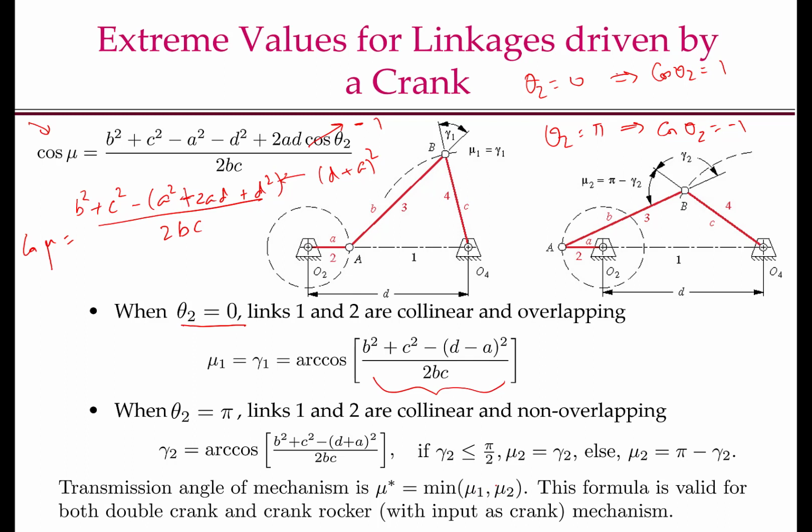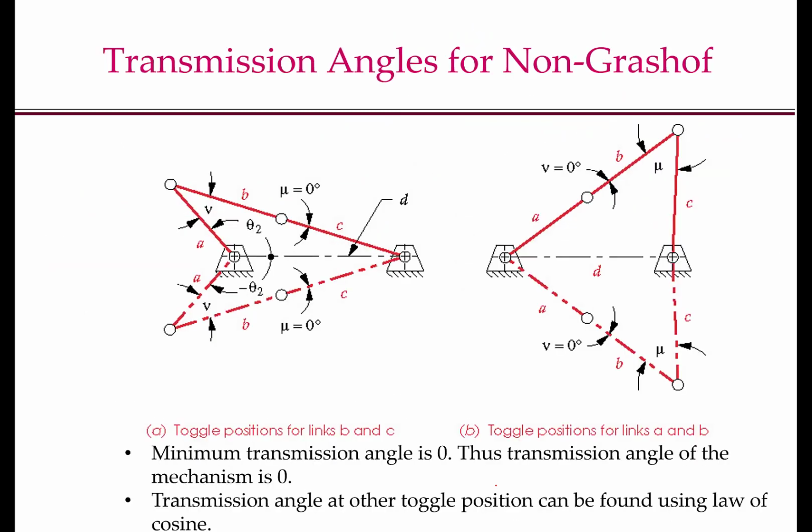Because these are the two extreme values of mu, I don't really need to take into account any other values of mu, just these two extreme values. And this formula is valid for both double crank and crank rocker mechanisms, with the caveat that the crank is the input. For a non-Grashof mechanism, the minimum transmission angle is always 0.